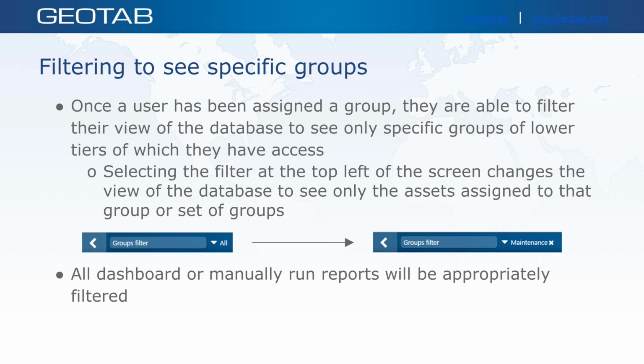And it also works the same in any area of the software. So if you're running a trips report, you're only going to see those vehicles. Risk management, any report that you run will only be for what you have filtered in that groups filter.